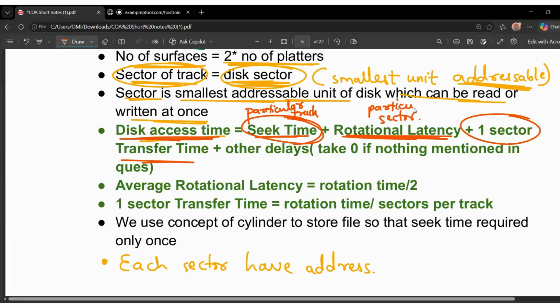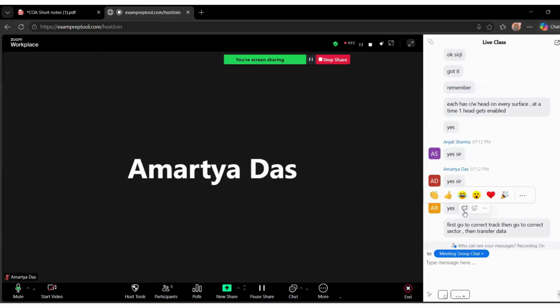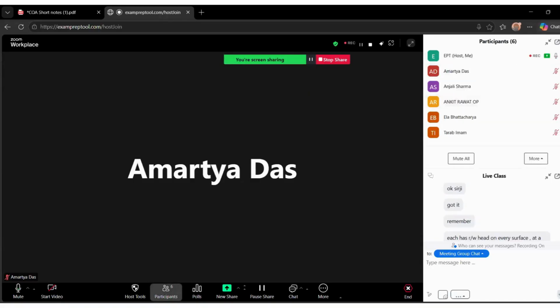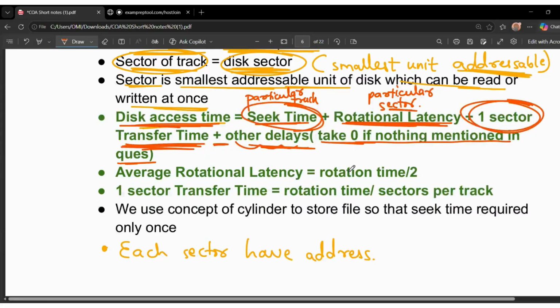Then once you go to the particular sector, you can transfer the one entire sector. So one sector transfer time, plus other delays. Take other delays as zero if nothing is mentioned in the question, right? But if it is mentioned in the question, you can take it. If it is not mentioned, then take it as zero.